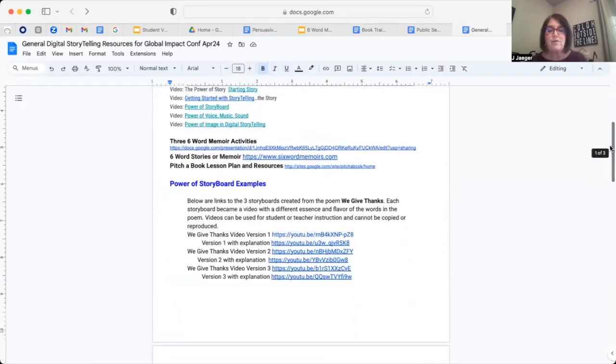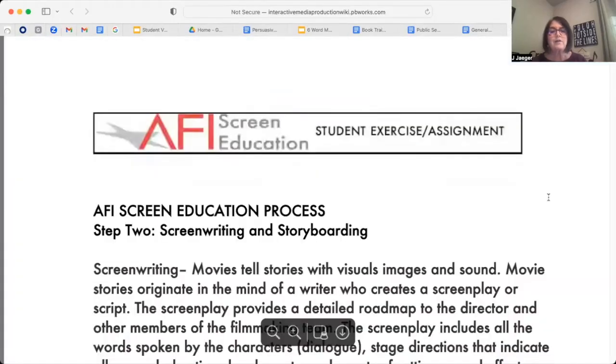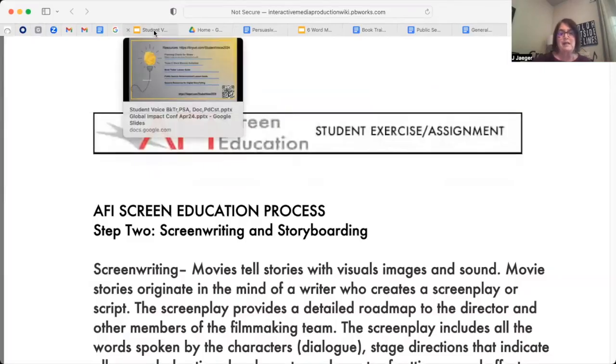We also are providing you with the power of storyboard. This is where I took one poem and I created it 3 different ways so that you can show students how powerful the storyboard is, because it totally changed the essence. Same words, same poem in 3 different ways. So please feel free to use these. We welcome you to do that. One of the resources you'll find, the American Film Institute has some educational pieces that they also share. And we like to remind everybody that those are also available, and you have links to that as well.